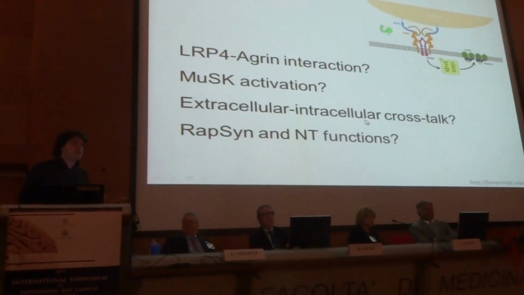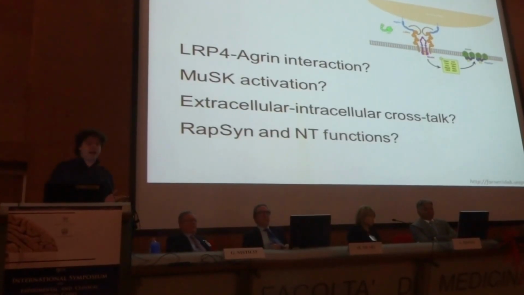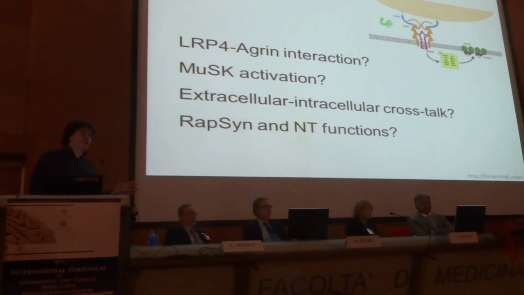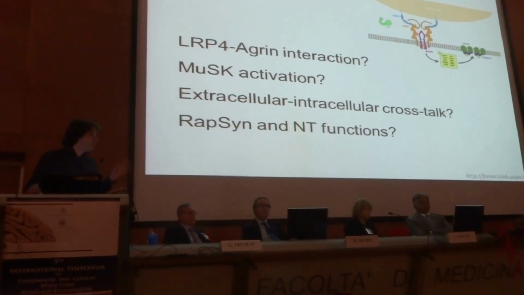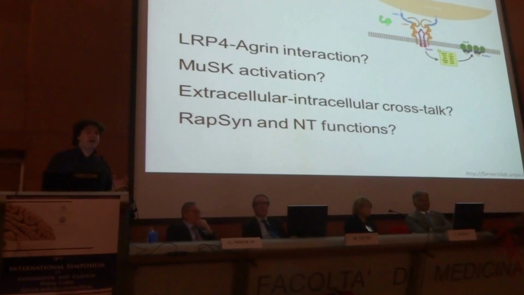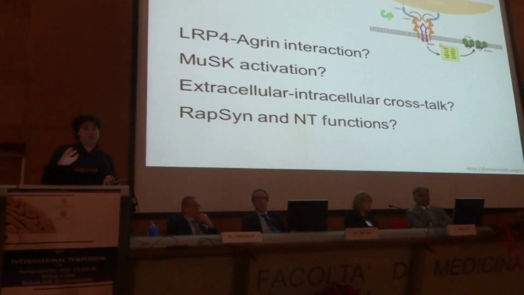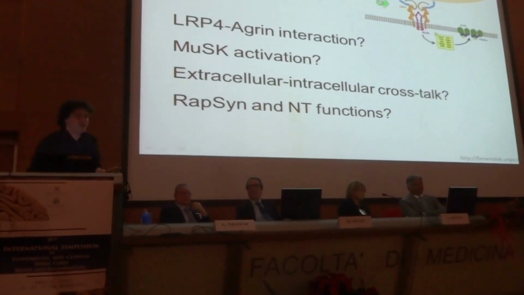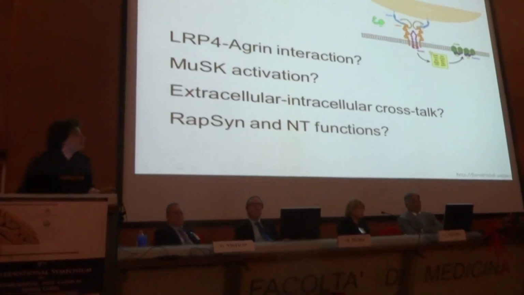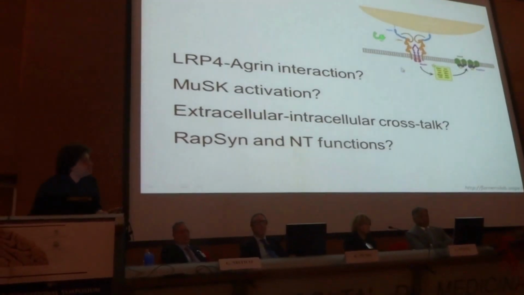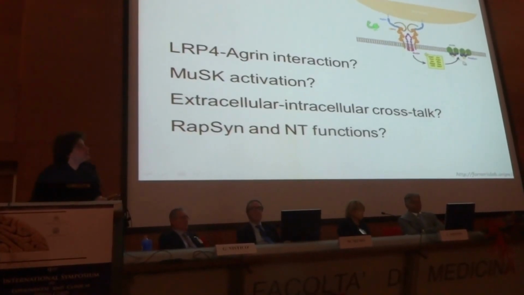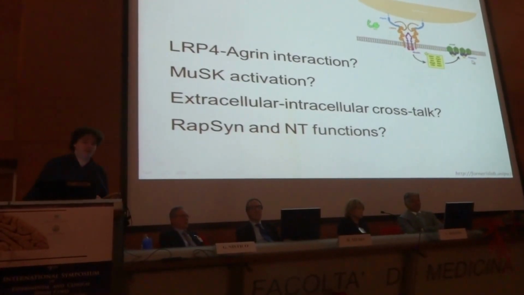So, the main questions that we are addressing in the lab, and the main focus, is how do LRP4 and AGRI interact? How is MuSK activated? So how is the receptor, through the interaction of the ligand with the co-receptor, activated, inducing the process of clustering of the acetylcholine receptor? And then how do these molecules that are located in the extracellular space interact and then send the signals through the intracellular part? And then what are the specific functions of the rhabsine molecule with respect to the clustering of the acetylcholine receptor?